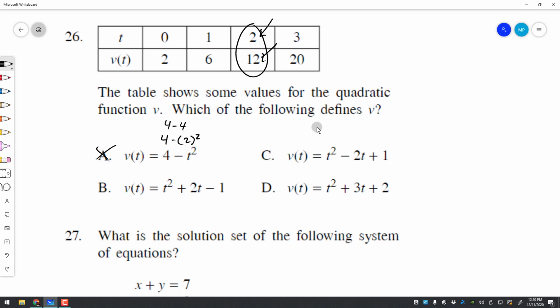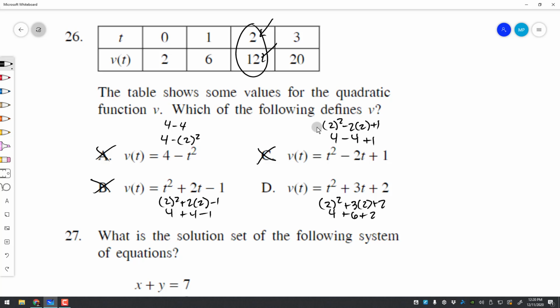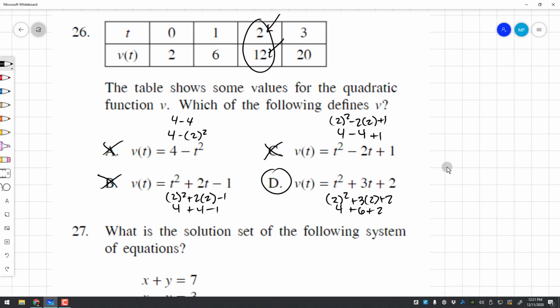Nope, that's not going to give me back 12. So let's try b. Let's plug in 2 for t and see if we get back 12. 4 plus 4 minus 1, that's definitely not 12. Let's try another one. 2 squared minus 2 times 2 plus 1. Well, this is 4 minus 4, 0, plus 1. That's not 12. Well, let's try this one. So again, we plug in 2. 2 squared is 4. 3 times 2 is 6. 10 and 2 makes 12. D is the correct parabola that would give us that table of values.